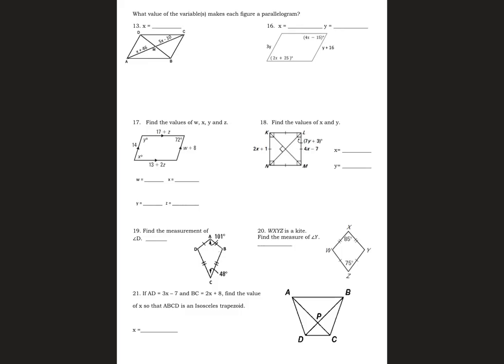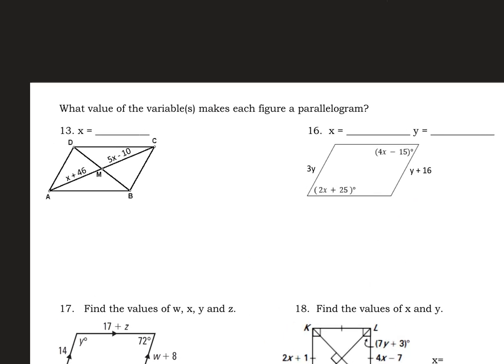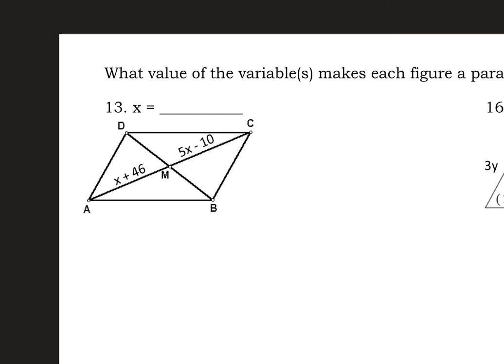All right, so the next page, we have these different parallelograms. On the first one, these are looking at diagonals. What do we remember about the diagonals in a rhombus? They cut each other in half, right, in a rhombus. It gets it from the parallelogram. So we're going to go ahead and set these equal. We're going to say 5x minus 10 is equal to x plus 46.